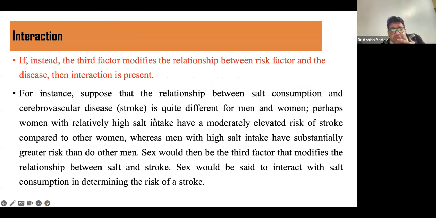This is another example. Suppose that the relationship between salt consumption and cerebrovascular disease, stroke, is quite different for men and women. Perhaps women with relatively high salt intake have a moderately elevated risk of stroke compared to other women, whereas men with high salt intake have a substantially greater risk than do other men. The sex would then be the third factor that modifies the relationship between salt and stroke. The sex would be said to interact with salt consumption in determining the risk of a stroke.